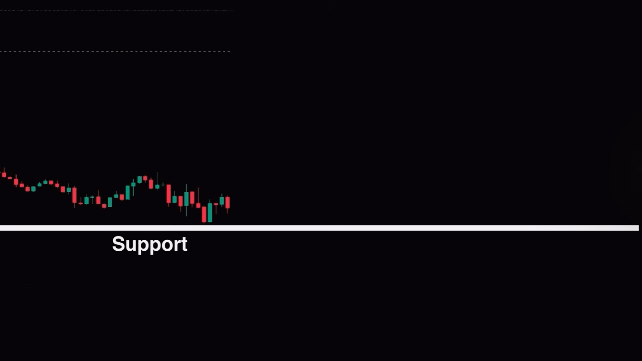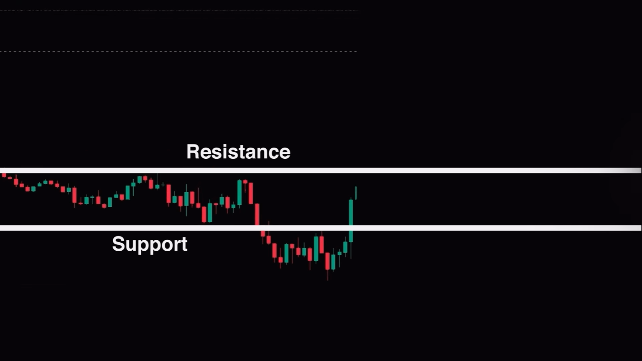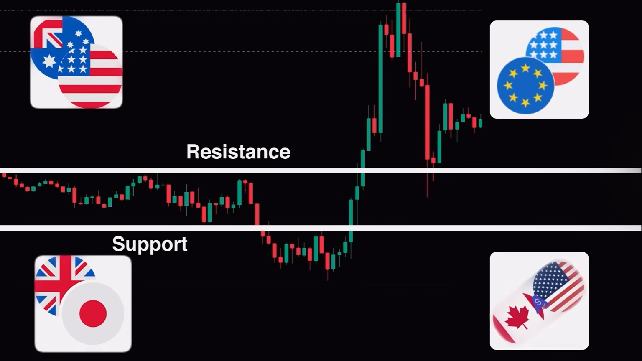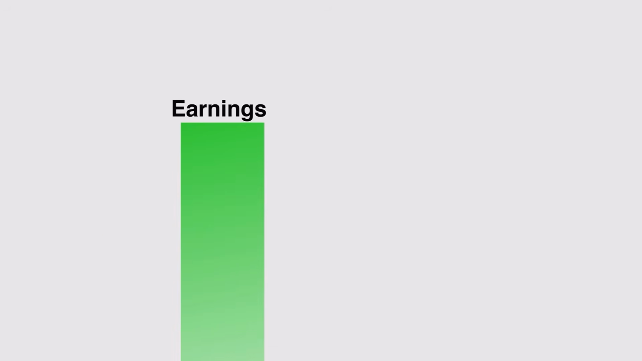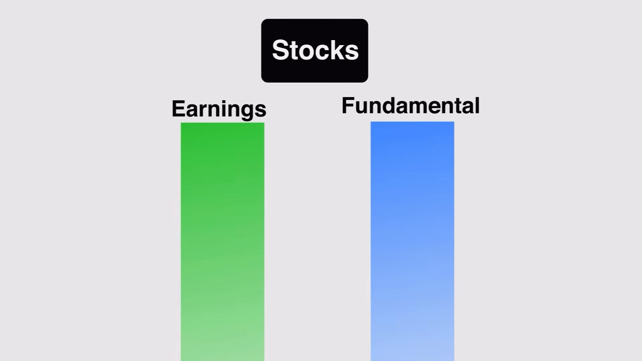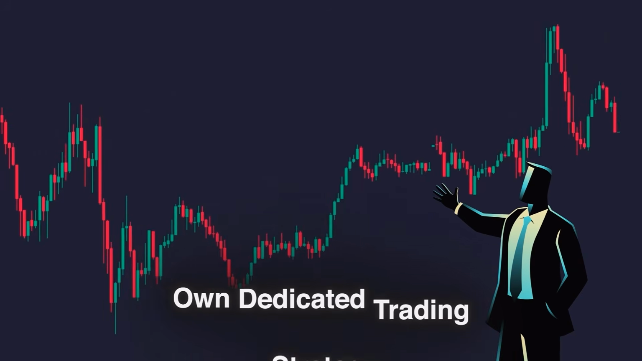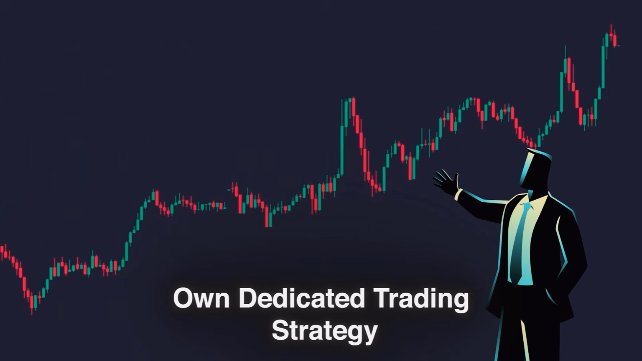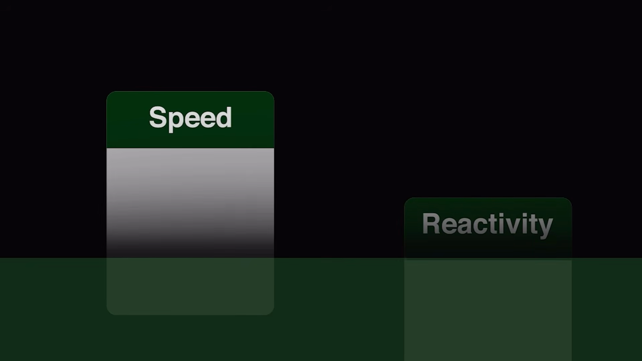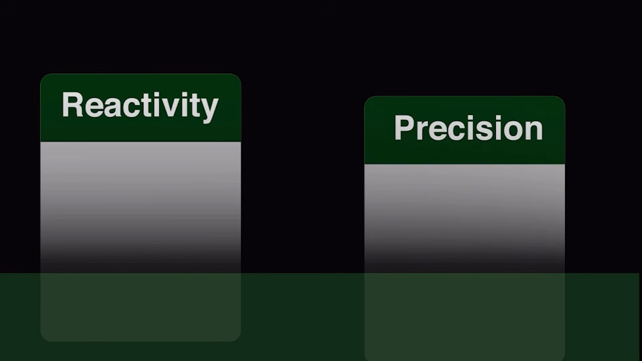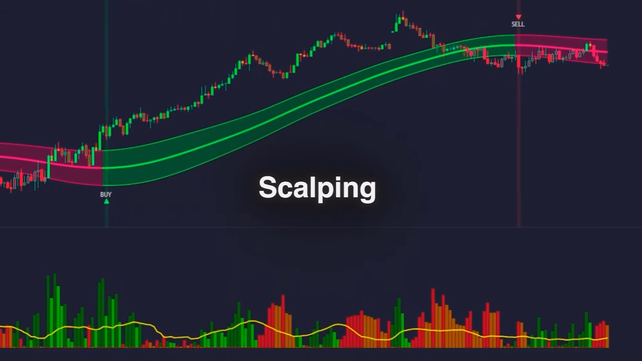It doesn't respect support and resistance levels like most forex pairs, it doesn't trend like crypto, and it doesn't care about earnings or fundamentals like stocks. That's why gold deserves its own dedicated trading strategy, one that's specifically designed for speed, reactivity and precision. And that's exactly what we are building in this brand new series, more inclined for scalping.